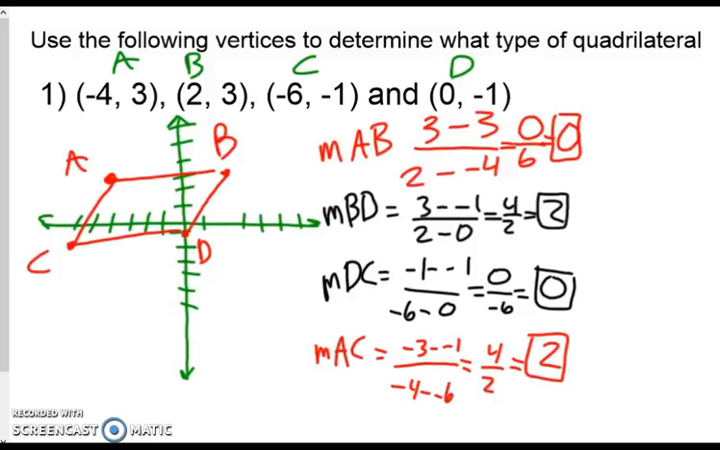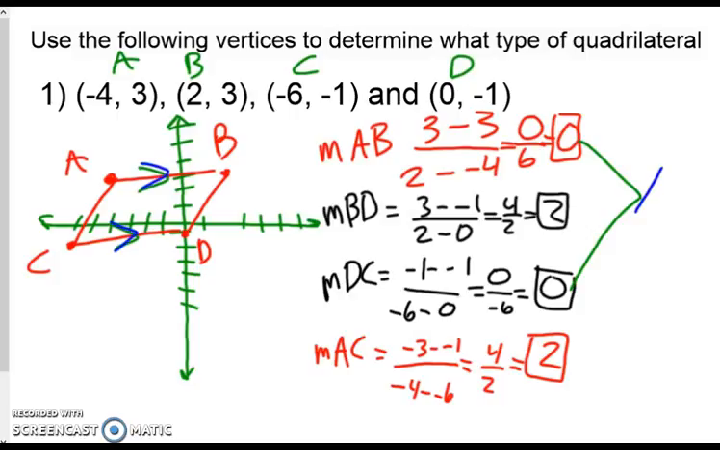Okay, so if you do your slope calculations, those should be your slopes. You should notice something right away, which is that we have two slopes that are the same, meaning side AB and side CD are parallel.